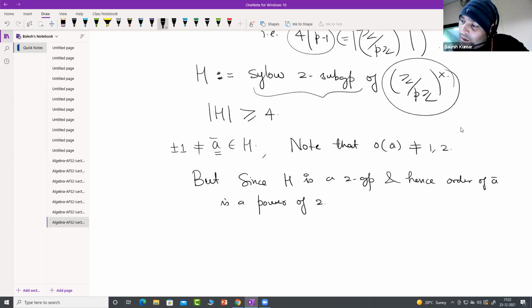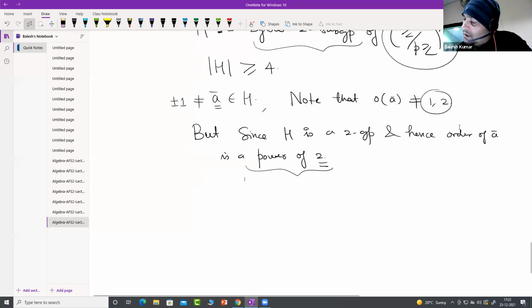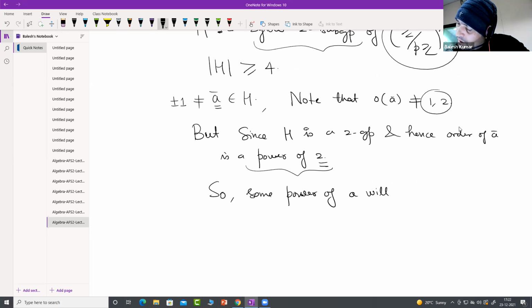Yeah, so whatever order it has, which cannot be 1 or 2, we can make a suitable element from this order to make an element of order 4. Yeah, and that's the argument, that some power of A will give an element of order 4. What does that mean? It will not be 2, and it cannot be 3 because it has to be a power of 2. So if the order is already 4, then we are done.